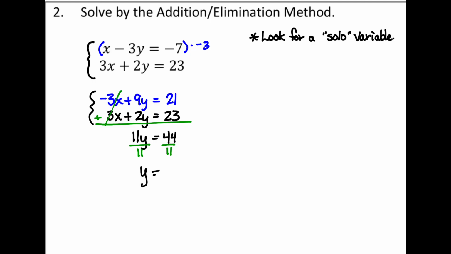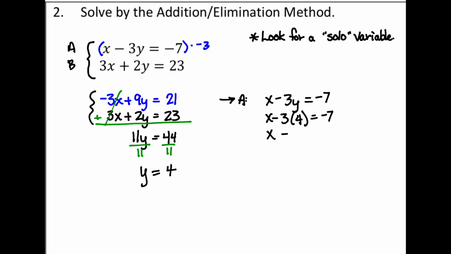So y equals 4. Okay, substitute that value back into one equation, and I'm going to choose A. Would I get the same answer if I put it in B? Absolutely. I just choose the easiest one for me. So if the second one looks easier to you, then you use it. I like choosing smaller numbers, whether they're positive or negative. But if you like using positives, then do that.